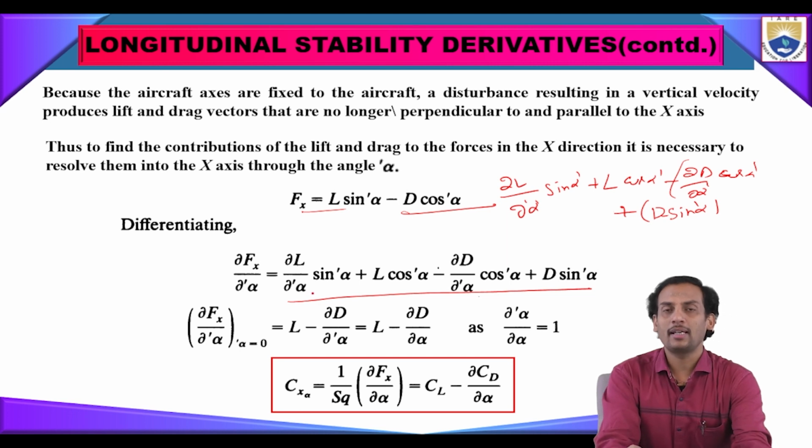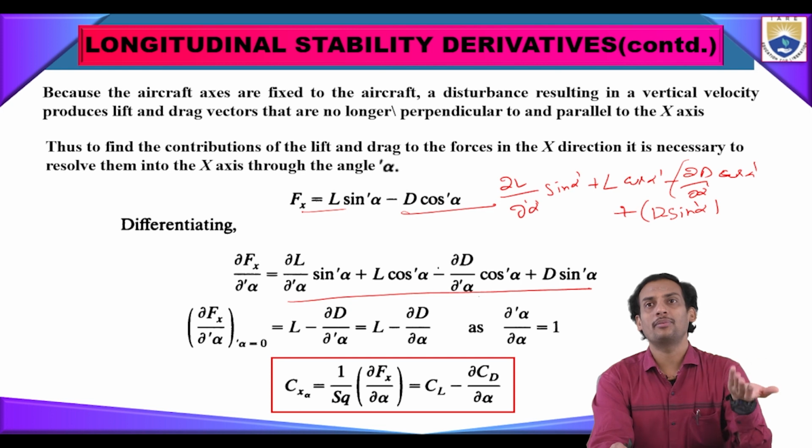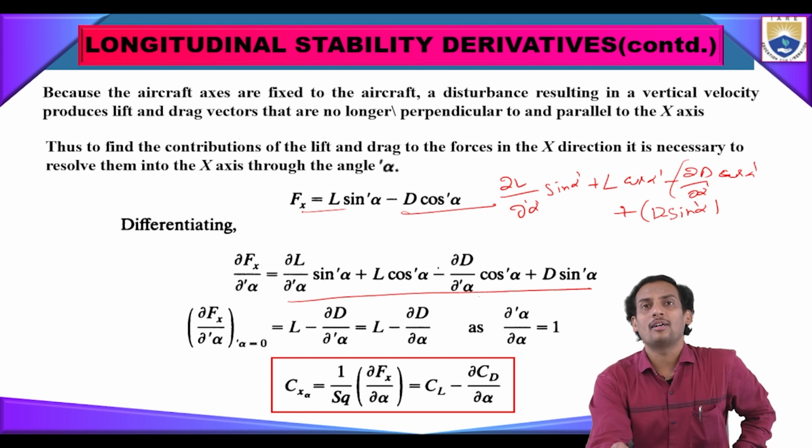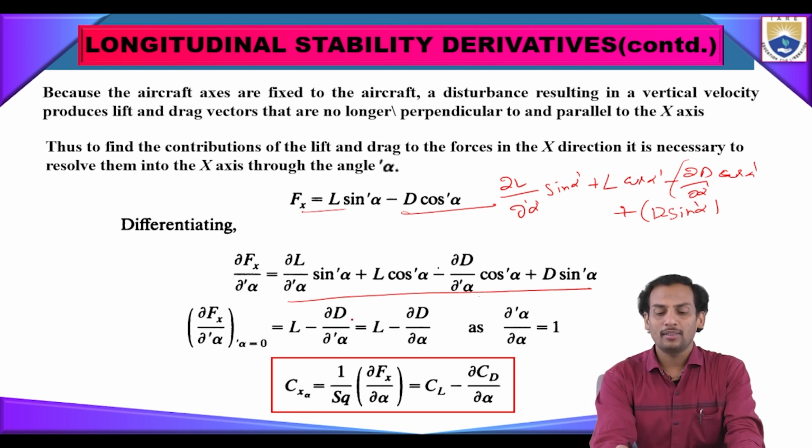So if alpha is 0, if you assume that the angle is almost identical with the x direction, then sin 0 will be 0 only, so this term will be 0.